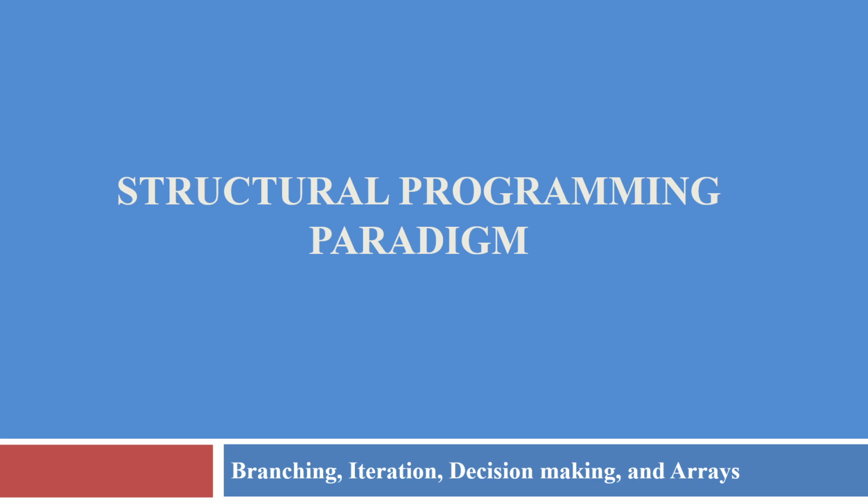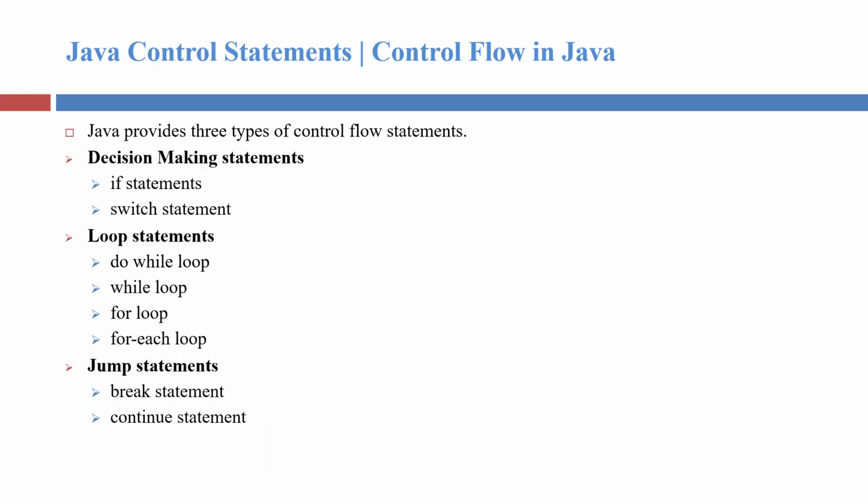Hi friends, now we are going to discuss the structural programming paradigm. First, let's discuss Java control statements, or control flow in Java. Java provides three types of control flow statements: decision making statements, looping statements, and jump statements.